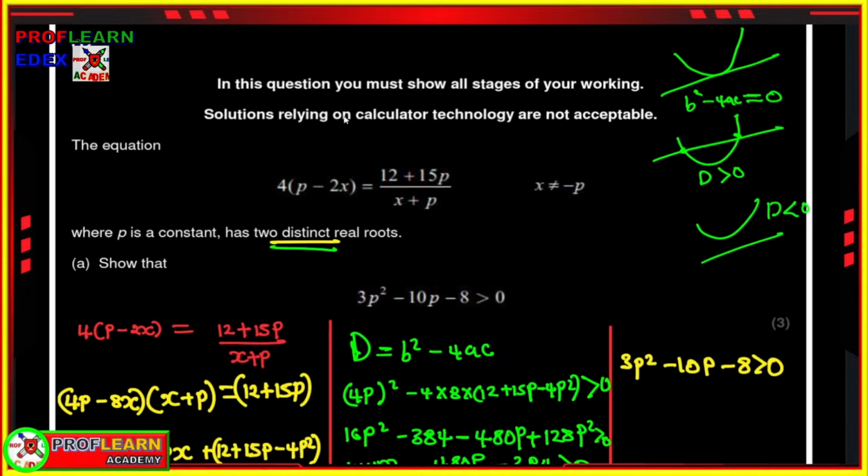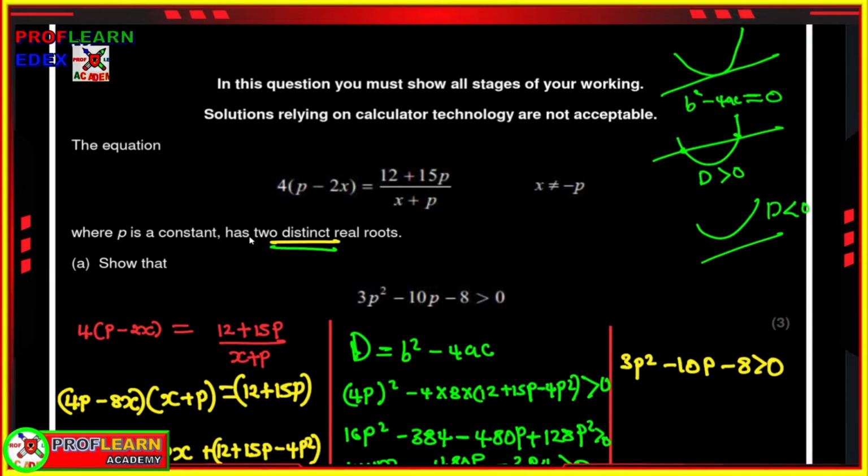Now we are told that the equation 4 into p minus 2x equals 12 plus 15p over x plus p, where x is not equal to negative p. Remember, that's a condition for this function to be valid, because if p is negative 1, then the denominator will be 0, and the function is going to be undefined under that situation.